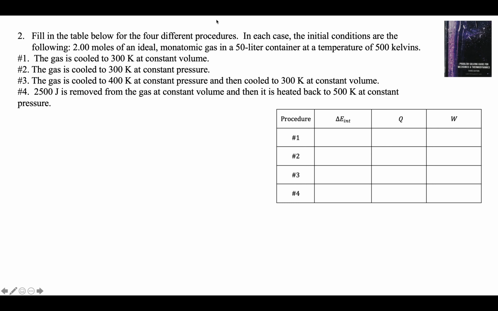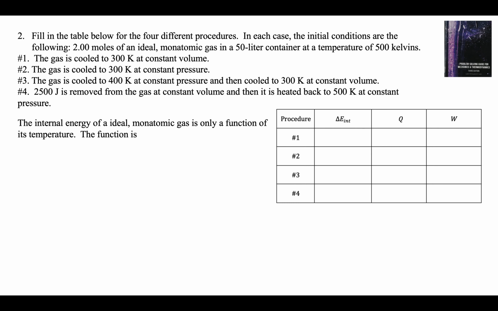So the initial condition is the same. 2 moles of monatomic gas in a 50-liter container at 500 kelvins. That's a starting point for each of the 4 procedures. The first procedure, cooled to 300 at constant volume. The second procedure, cooled to 300 at constant pressure. The third procedure, cooled to 400 at constant pressure and then cooled to 300 at constant volume. Number 4, 2,500 joules is removed at constant volume and then heated back to 500 at constant pressure.